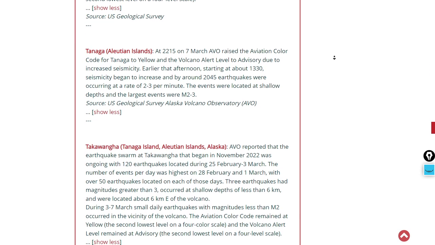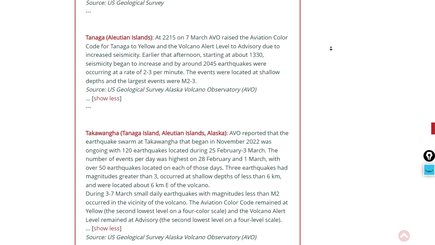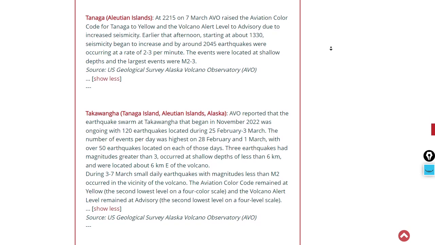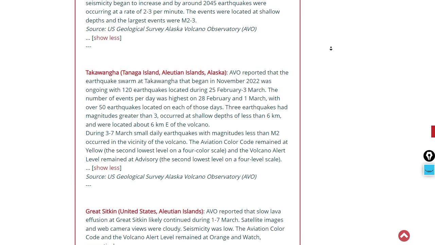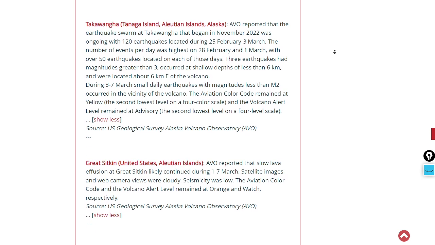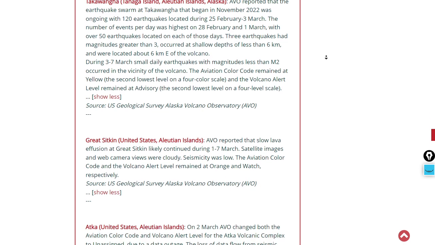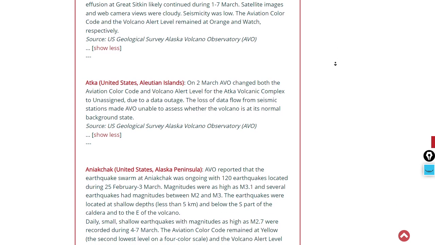Tanaga in the Aleutians. Looks like it had an earthquake swarm. They're all at shallow depth, so possibly magma moving around there under Tanaga. Takawangha, also in the Aleutians. That remains at yellow, the second lowest level on the 4-color scale. Great Sitkin there on the list. Seismicity was low there. It's still on the list because reasons.